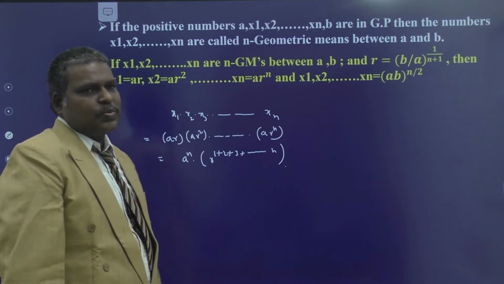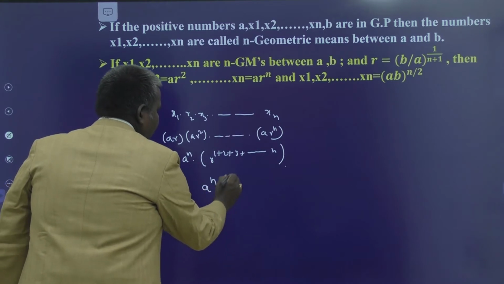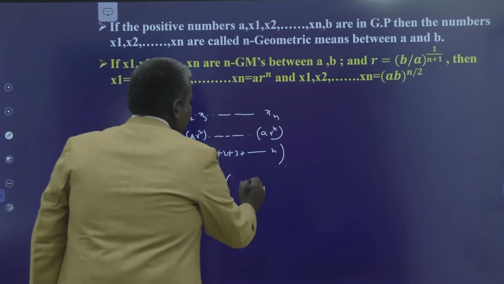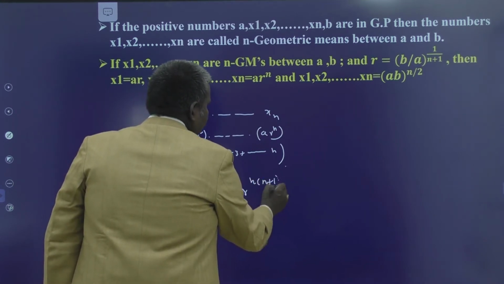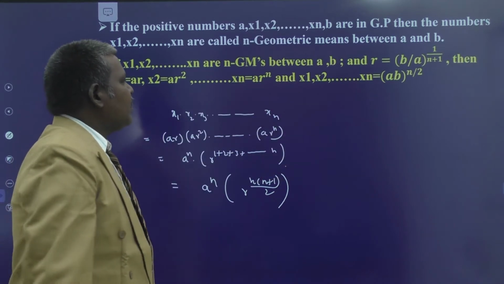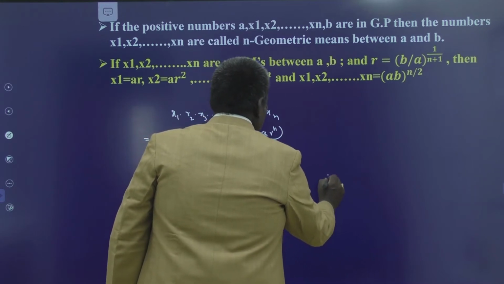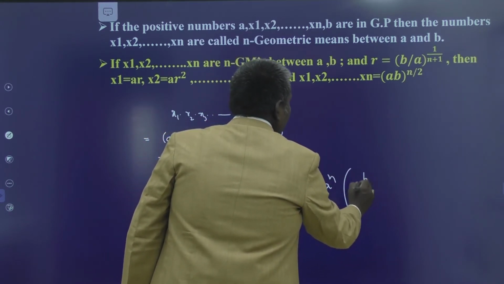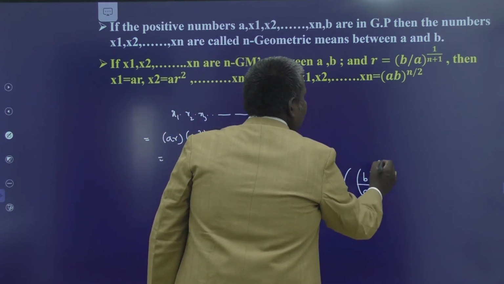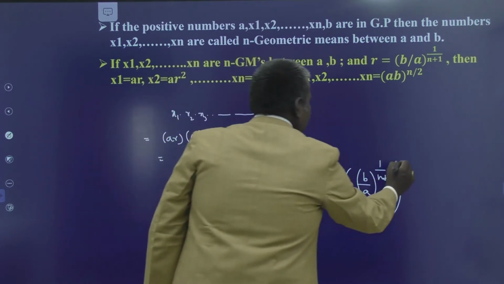x power m into x power n is x power m plus n. That is nothing but a to the power of n into r power of the sum of the first n natural numbers, n into n plus 1 by 2. But what is our r? (b by a) whole to the power of 1 by n plus 1. So I am replacing the r value here. a power n into, instead of r, I am writing (b by a) whole to the power of 1 by n plus 1, whole power n into n plus 1 by 2.